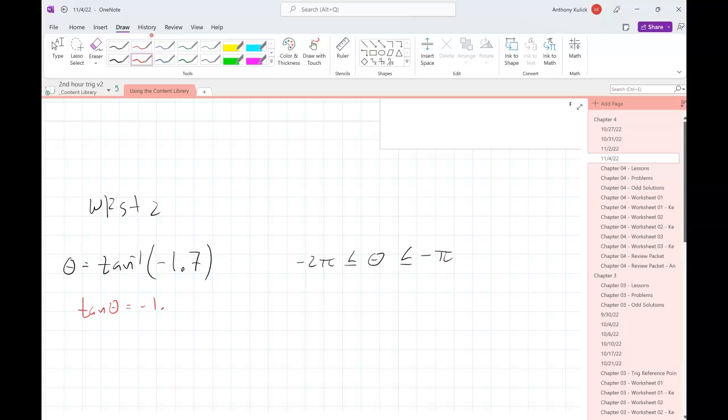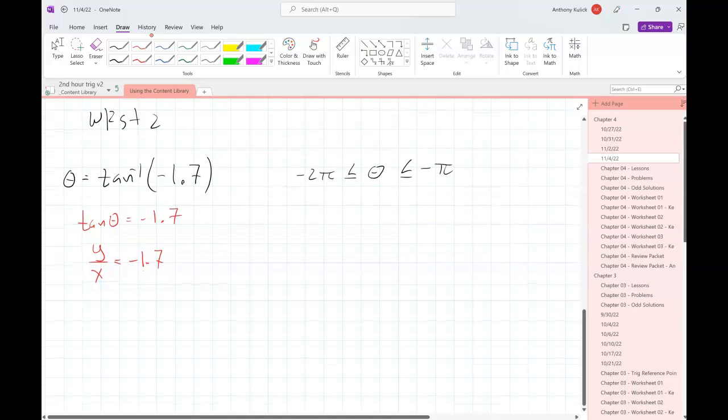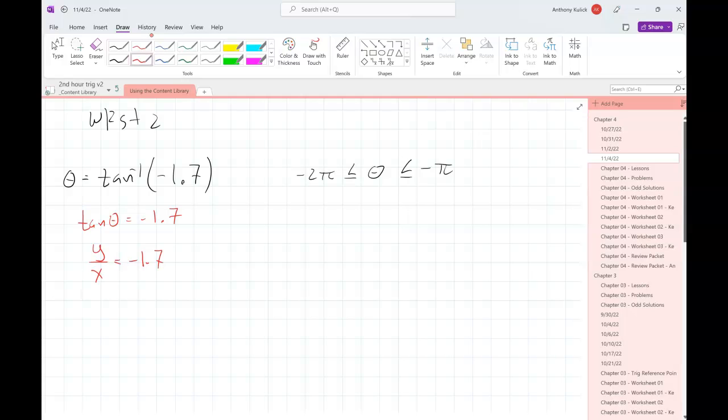So this is the same thing as tangent theta equals negative 1.7. Tangent is just y over x. So when I divide two numbers and I get a negative answer, what has to be true about those two numbers? Exactly one of them is negative, the other is positive. So either I have x is positive and y is negative, or I have x is negative and y is positive. Okay with that?